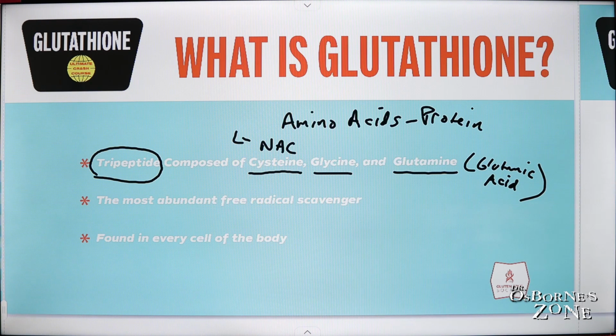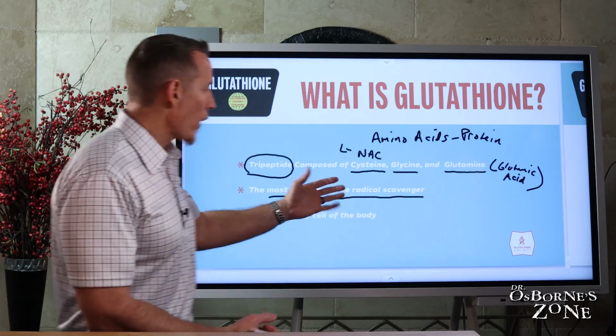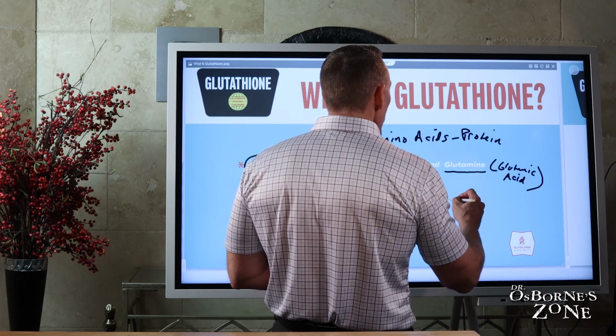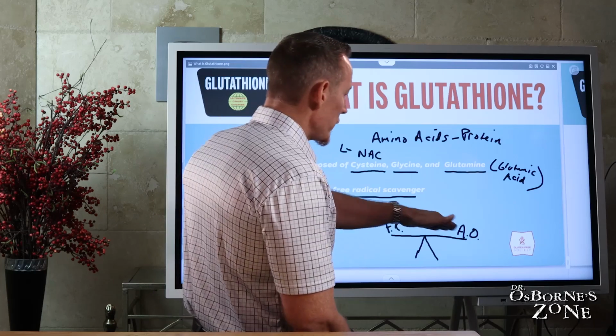Now, what is glutathione? It is the most abundant free radical scavenger. It's in all your cells. Every one of your cells has glutathione. So why do we need it? What is a free radical scavenger? If you've ever heard that term, imagine a teeter-totter: on one end you have free radicals, on the other end you have antioxidants, and there should be a decent balance between these two things.